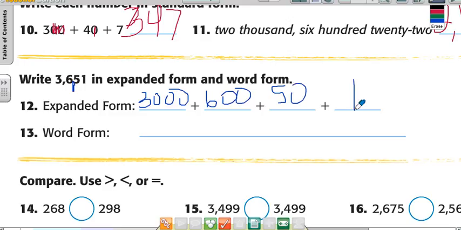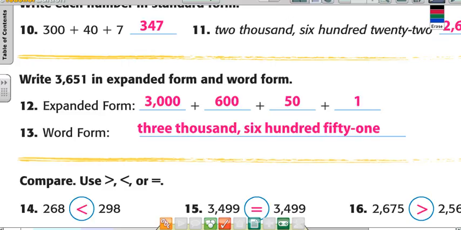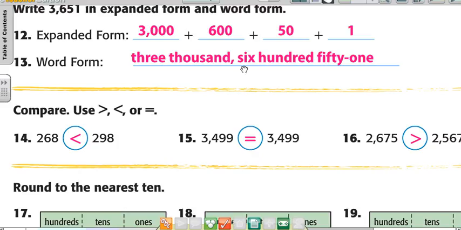Okay, then number 13 says word form, right? That means also we're going to have to write all the words out. And it looks something like this. Watch. There you go, right there. So in word form, it's like this. That's 3,651 in word form.